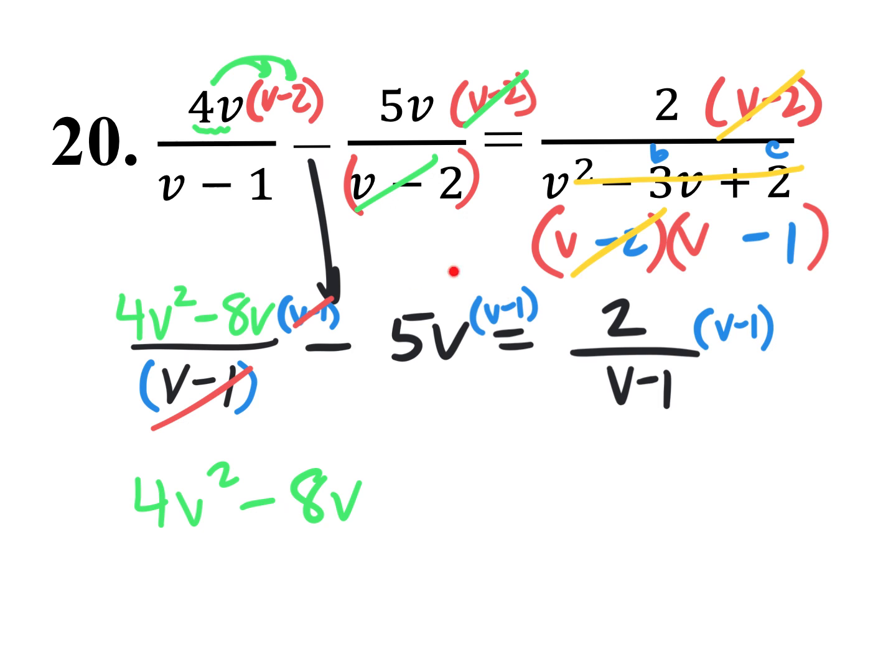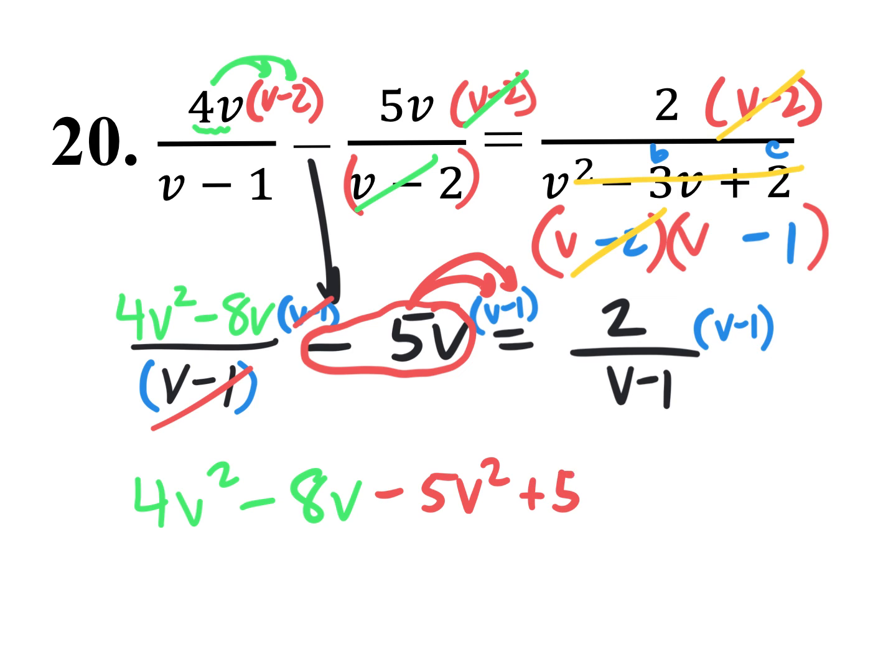Now, this part could be a little tricky. I need to actually distribute into this binomial, but this minus sign belongs to the 5. So if you distribute that 5, you're going to make a mistake. That's really a negative 5v. I want to circle it so you can see it. Negative 5v times v, that's a negative 5v squared. Negative 5v times negative 1, that's a positive 5v. We have the equal sign, and over here, the v minus 1 and the v minus 1 cancel out, leaving me a 2 on the right side.